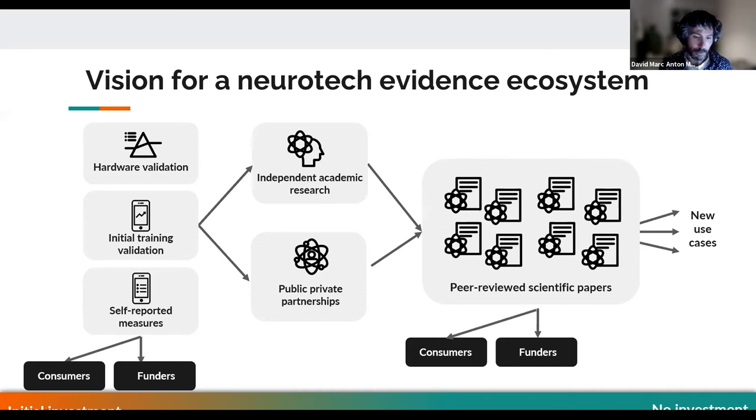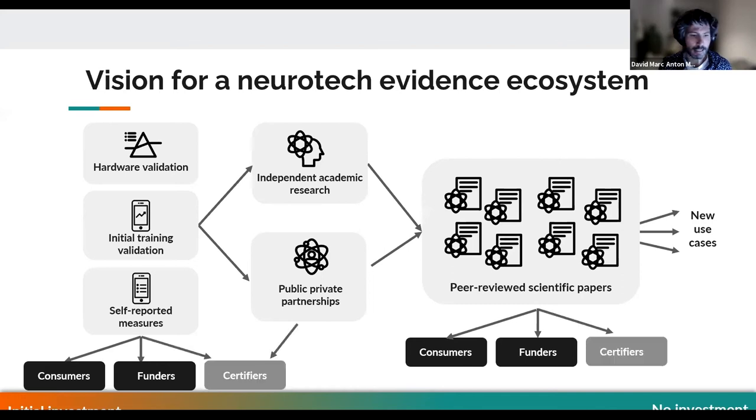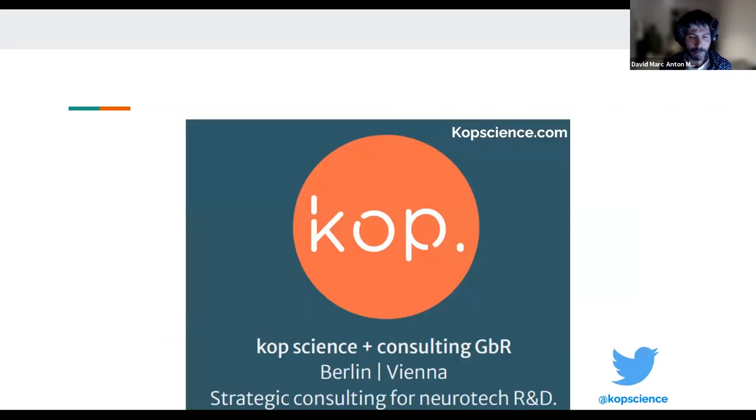And that's good for building trust with consumers and funders. And lastly, also creates the need for certification, as I mentioned earlier. So certifiers would be the third stakeholder that are really needed in order to provide a comprehensive ecosystem for evidence building. And with that, I'd like to close.